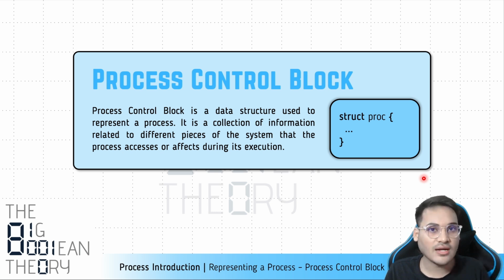So now we know how we can represent a process. A process is an abstract entity, right? It has a whole bunch of different things associated with it. So if you want to concretely represent a process, then you just collect all the relevant pieces of information related to the process and store it in one single data structure. That data structure is called the process control block.